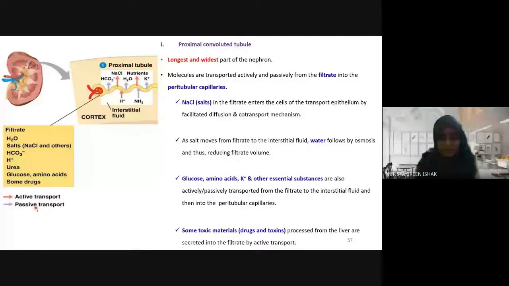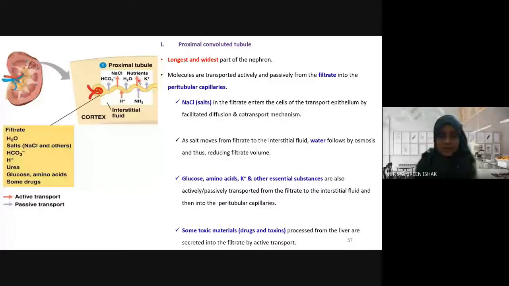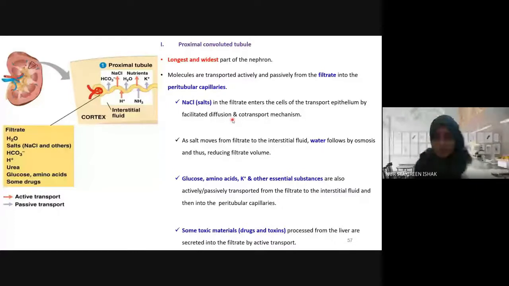or through facilitated diffusion. Okay, facilitated diffusion also can. Okay, so those are the way of how different substances are being reabsorbed and also secreted. Okay, from the filtrate. So it says here, sodium chloride in the filtrate enters the cell of the transport epithelium by facilitated diffusion and also co-transport mechanism.